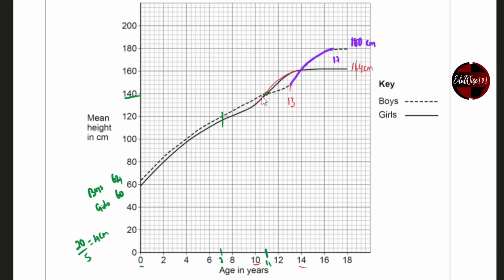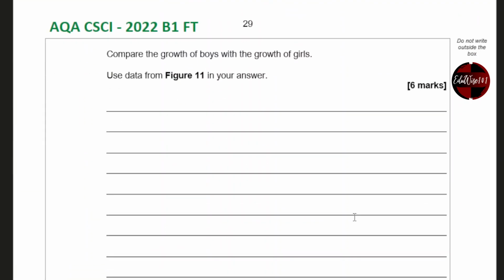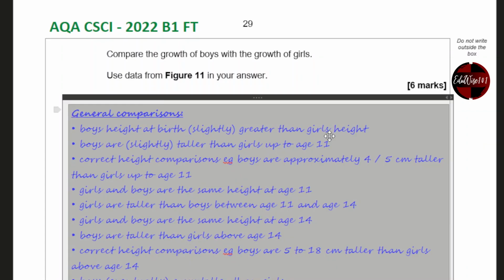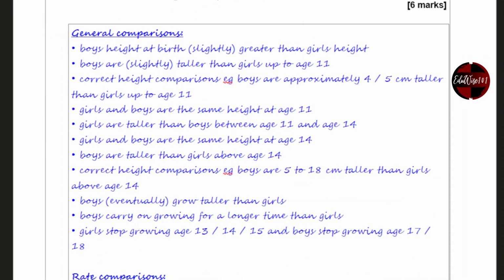And then you can talk about what happens at 11 years old when they're the same height, and between 11 to 14, girls actually grow faster than the boys, and boys actually start growing faster from 13 years old to 16 years old. So the answer that I'm going to give you is quite detailed. You don't really have to write all of this, right? But you'll see that you can pick out most of these points as you read through. What you need is about 6 to 8 of these points.